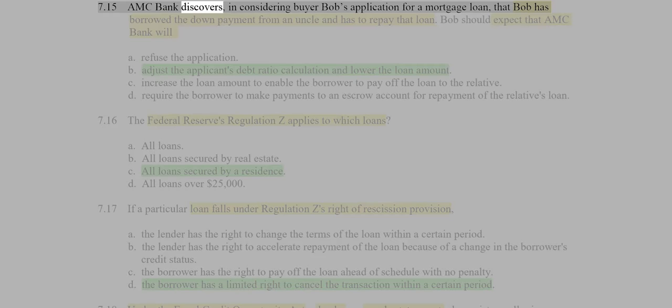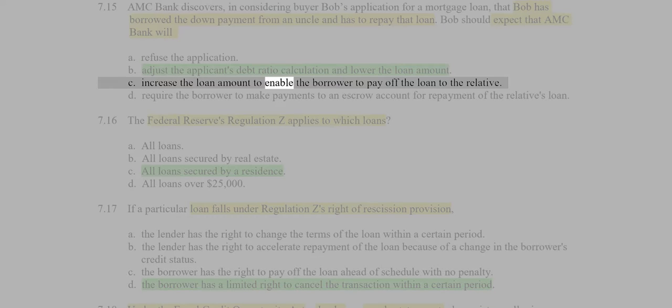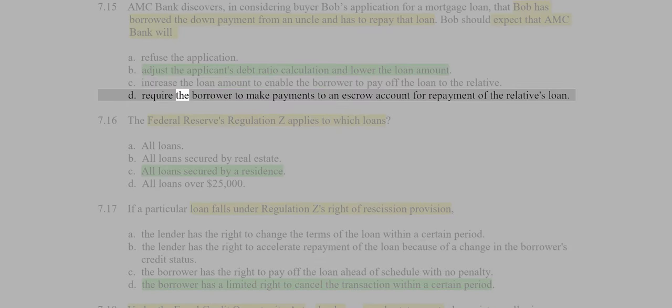7.15. AMC Bank discovers, in considering buyer Bob's application for a mortgage loan, that Bob has borrowed the down payment from an uncle and has to repay that loan. Bob should expect that AMC Bank will A. Refuse the application. B. Adjust the applicant's debt ratio calculation and lower the loan amount. C. Increase the loan amount to enable the borrower to pay off the loan to the relative. D. Require the borrower to make payments to an escrow account for repayment of the relative's loan.